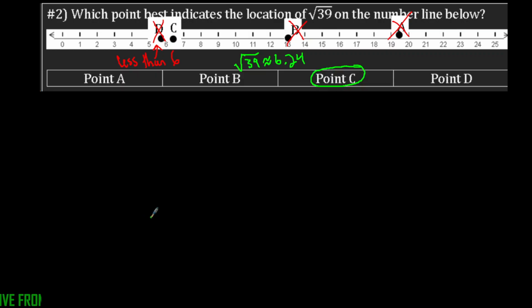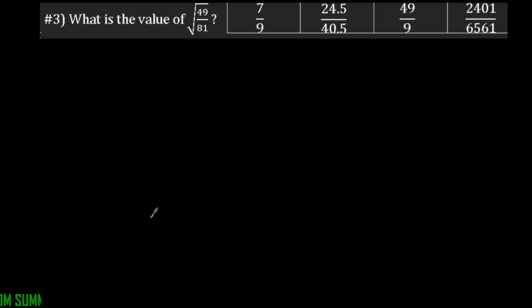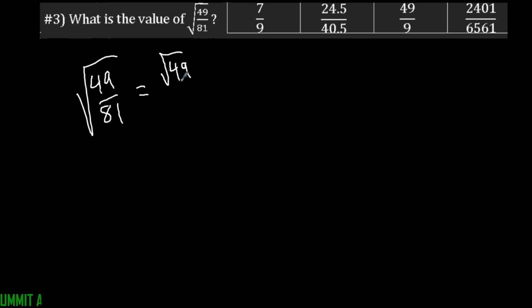So let me make sure that's on there, like that. Okay. Moving on to number 3, it says, what is the value of the square root of 49 divided by 81? So instead of having to divide, when you rewrite it, what you can do is like this. I can say square root of the entire fraction, 49 over 81, is going to be the same as the square root of 49 divided by the square root of 81. That way you can take each of these individually.